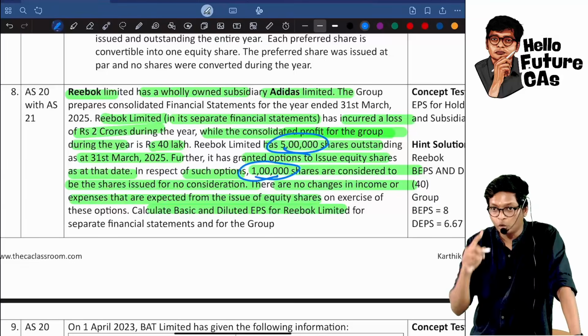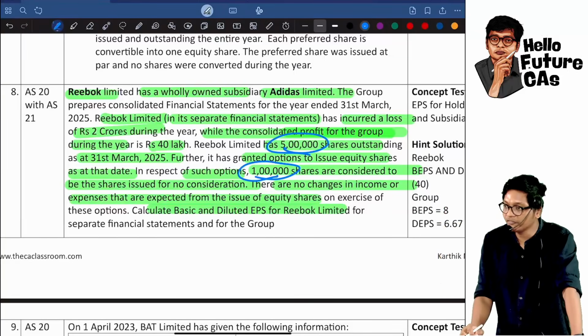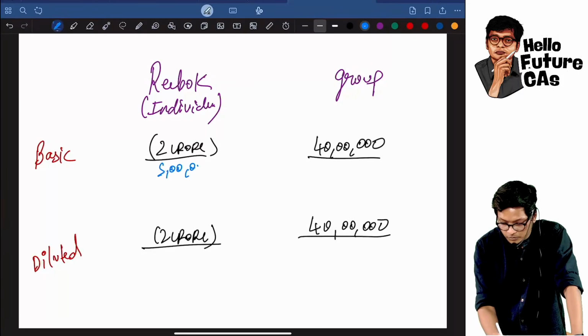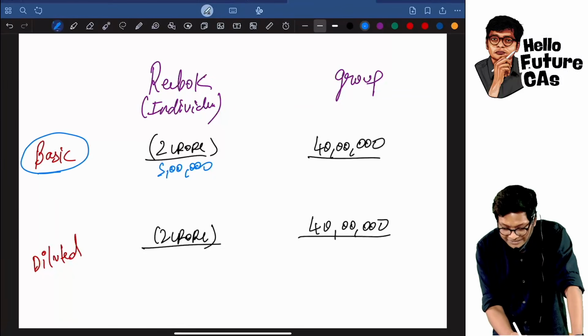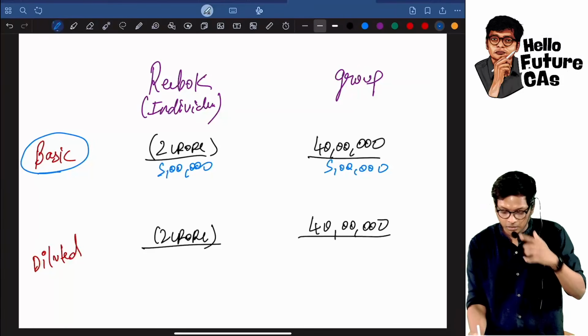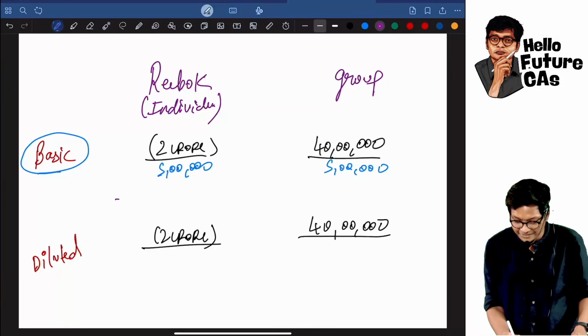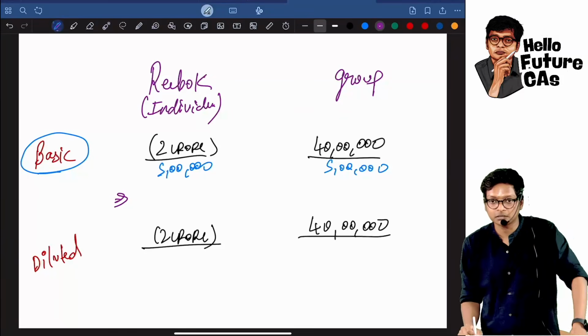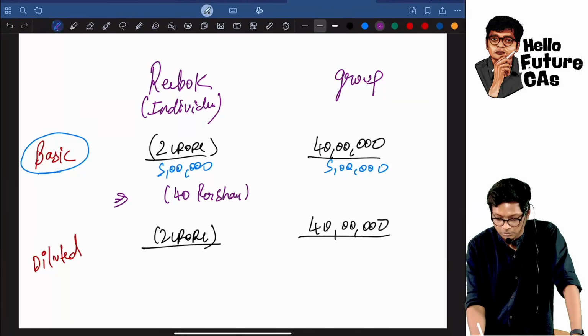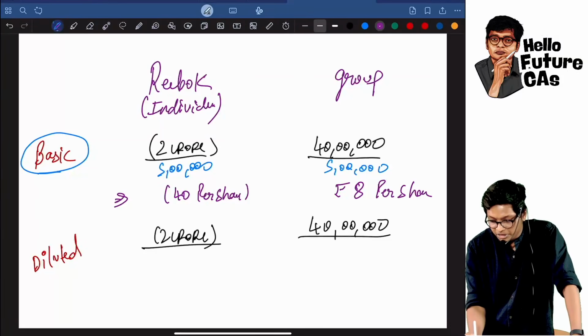Options will come when? Only for diluted. So here I will write divide by 5 lakh shares. I am doing basic, guys. I am not even going to dilute it. Basic, here also divide by 5 lakhs. What is going to be my EPS, guys? Here 2 crores by 5 lakhs, negative 40 per share. Correct? Here, rupees 8 per share. Is this clear, guys?